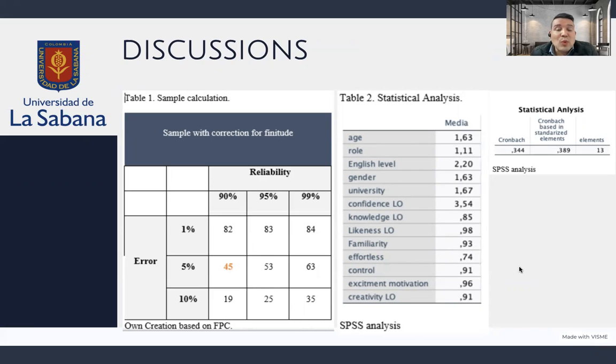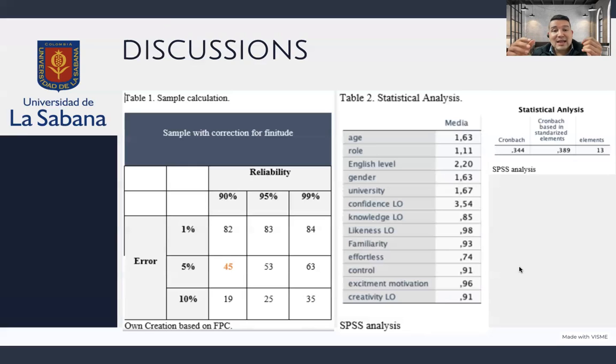Some of the main findings that we found in the analysis of the data are about the age of the population, with ranges mainly from 18 to 44 years old. Most of the roles are students. The English level is considered A2. This is all quantitative data that we are trying to analyze through statistical methods. The level of confidence of the sample is around 3.5, which means that they don't have a really great level of expertise. However, they feel confident enough.